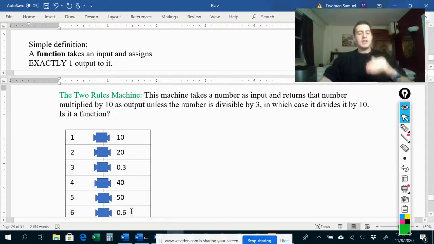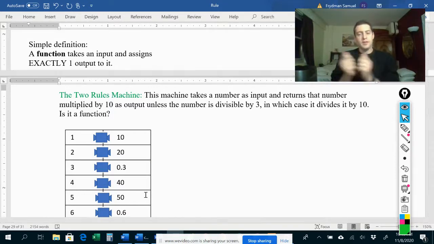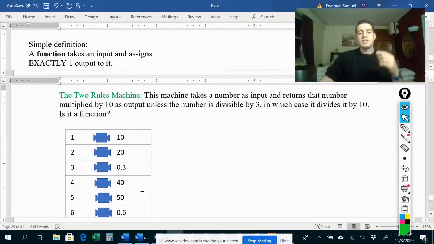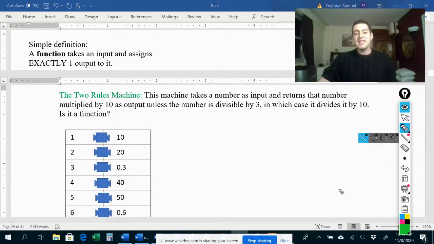Okay, so that's an example of everything that happens here, but you can see, even though we have 2 different things that might happen inside the machine, it might multiply the input by 10, or sometimes it'll divide the input by 10, we're still getting only 1 output out each time, which is what we want to see. So this is a function. As long as for whatever we put in, we get exactly 1 thing out, then there are no problems. It is a perfectly good function.